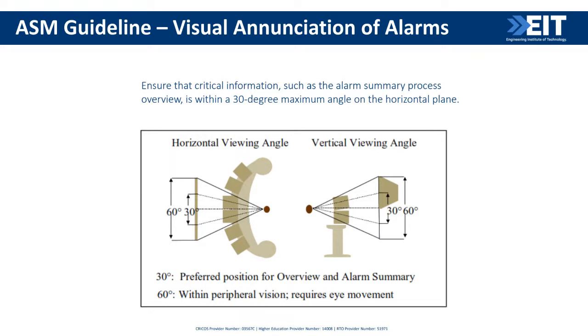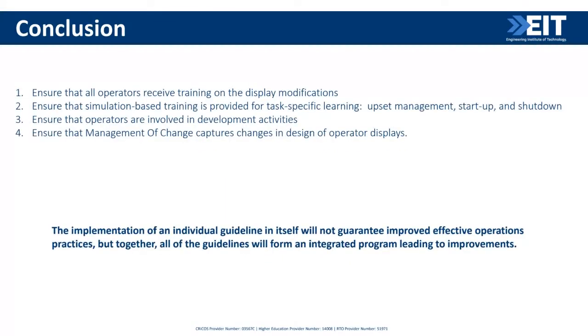As soon as it goes beyond the 30 degrees on the left or the right, it starts to become difficult for the operator to digest that information. It is not clear to him. So for any key alarm or trend information, it is important that your control room is designed so that the viewing angle is within the 30 degrees.